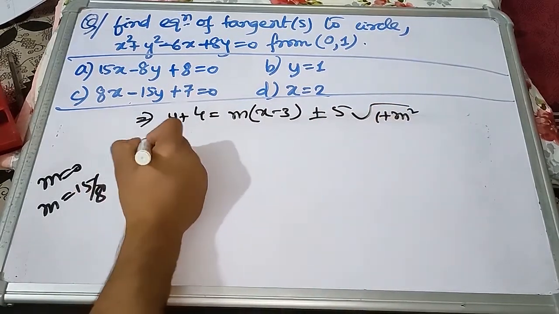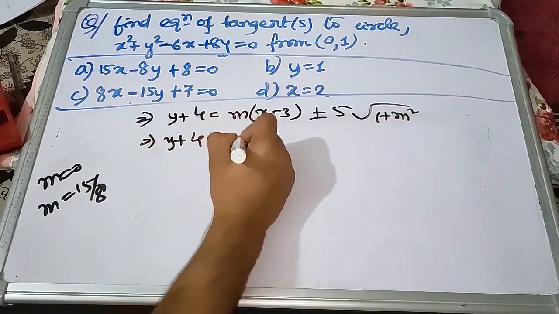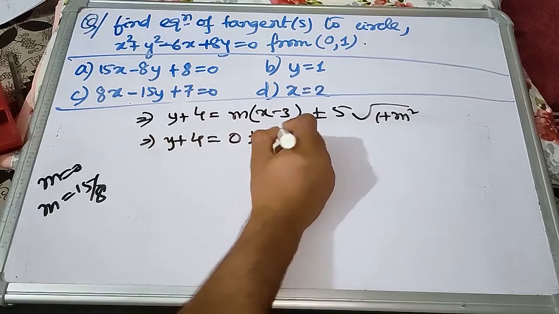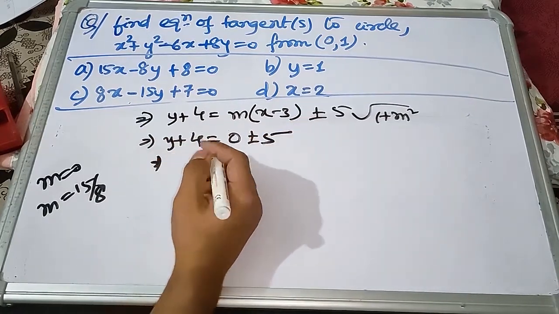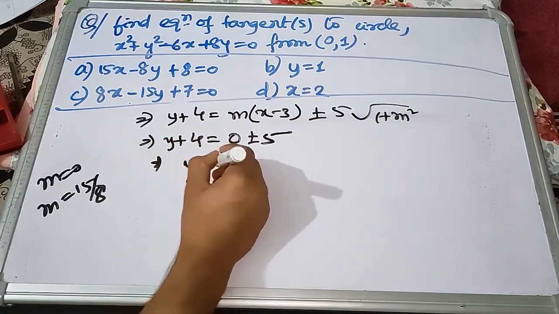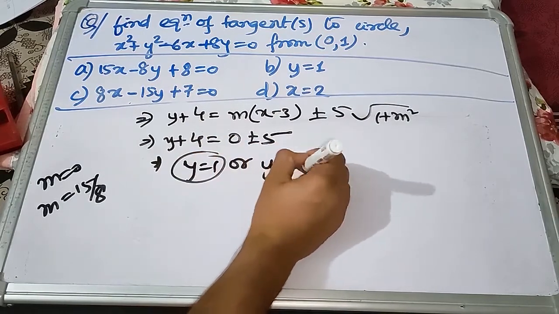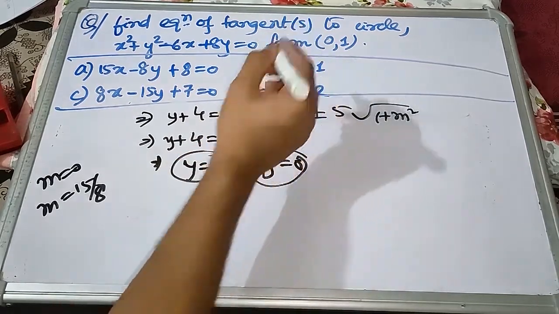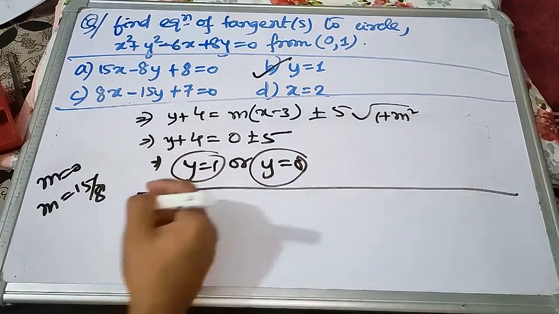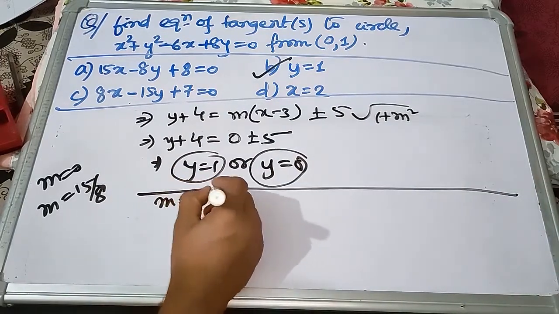Now you insert m equals 0 first. y plus 4 equals 0 plus minus 5. So this becomes y equals either 1 or y equals minus 9. We have the option y equals 1, so select that option. Now you insert m equals 15 by 8.